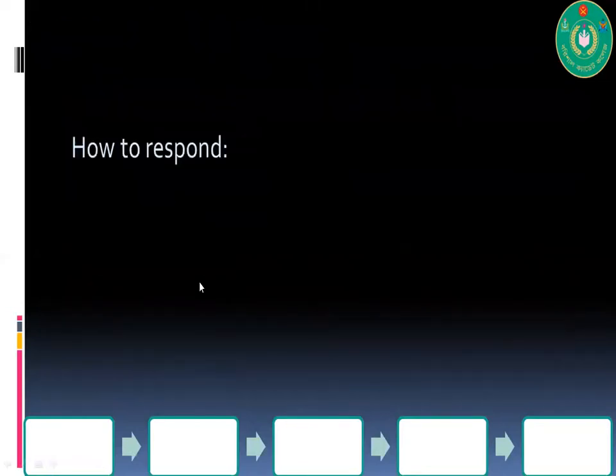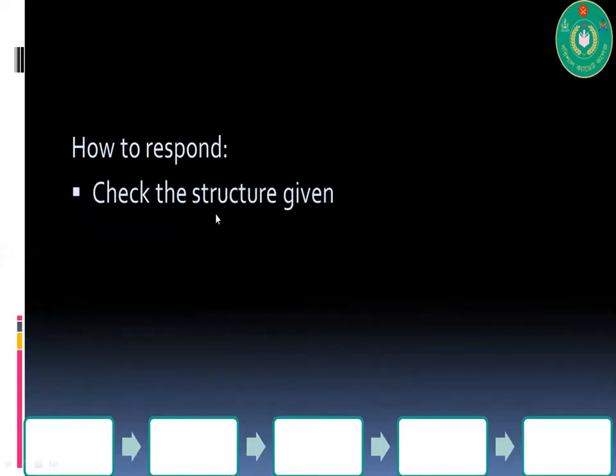How to respond? Once you get the question in your hand, the first thing you have to do is check the structure given. You see, here a structure is given, getting married early. So we have to follow the structure. This is very important. Which structure have we been asked for, which structure are we dealing with.